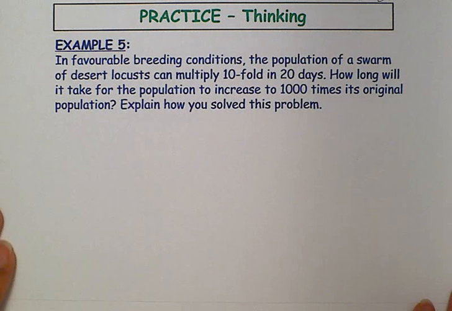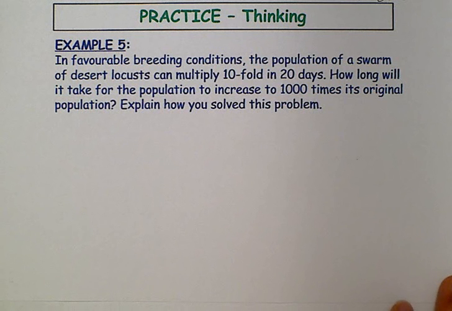Alright, so example 5 looks at a thinking question. This one's going to be a little bit of an extension of some of the concepts you know in the exponential functions unit. This question says, in favorable breeding conditions, the population of a swarm of desert locusts can multiply tenfold in 20 days. Just the first sentence of the question has some information that we haven't seen before.